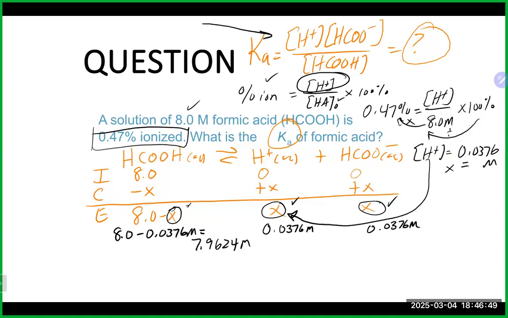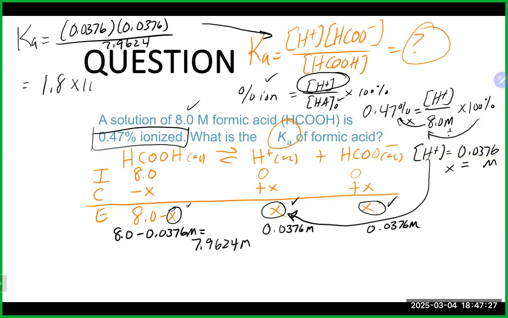Now I could go into this. So let's do that. That's going to get me basically that the Ka equals 0.0376 times 0.0376 divided by 7.9624. And that will get me, I know, I'm going to clean it up like I took chemistry once. This is going to be 1.8, not so many zeros, times 10 to the minus 4. All right. See, I learned a little. That's good.